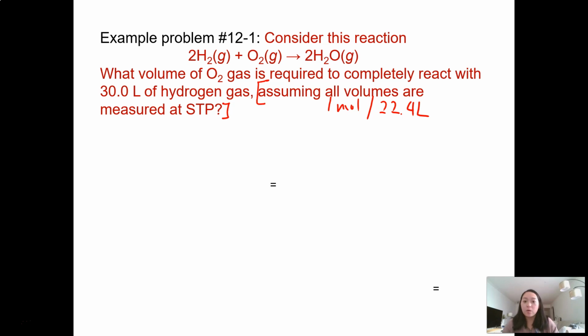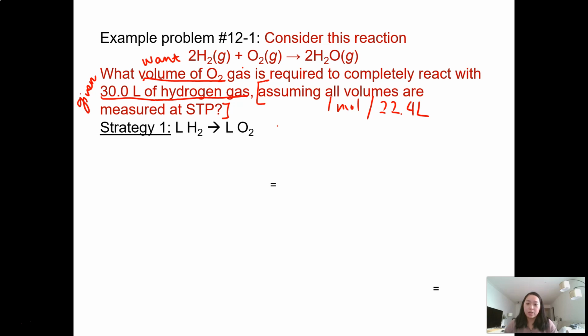So first of all, I always start with the given. Now, I want to identify which one is my given, and 30 liters of hydrogen gas is my given. And what I want at the end is a volume of O2 gas. After you have identified the given and what you want at the end, you want to come up with a strategy of how you're going to tackle this problem. So my strategy actually is just converting straight from liters of hydrogen gas to liters of O2 gas.